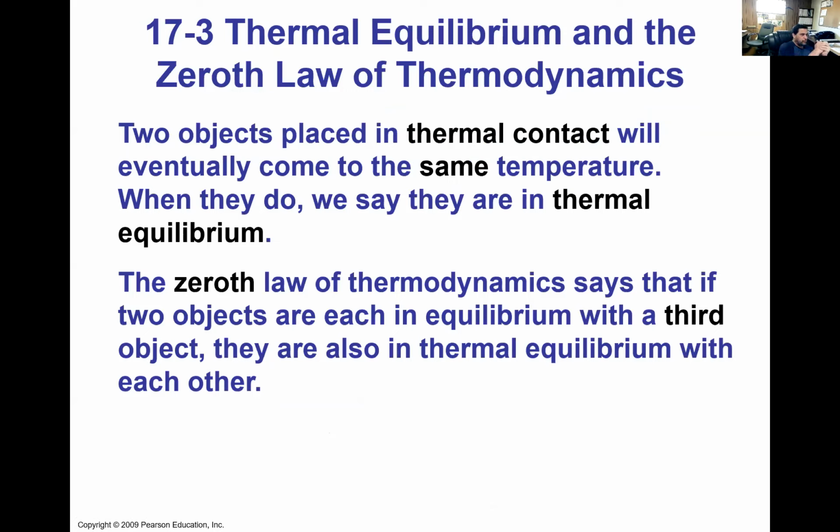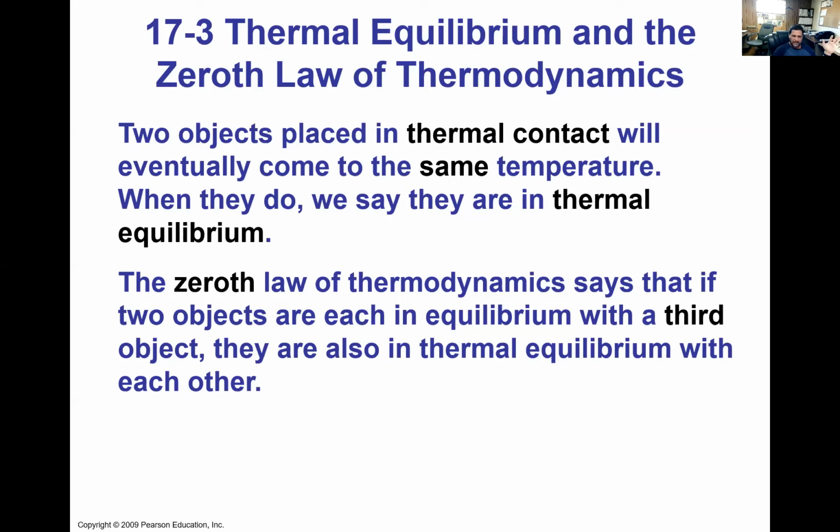Okay. Two objects placed in thermal contact with one another will eventually come to the same temperature. When they do, they are said to be in thermal equilibrium. Okay, so thermal equilibrium is the point at which you arrive after I have something hot, something cold, you put them in contact with one another, they'll eventually reach the same temperature. That's thermal equilibrium. The zeroth law of thermodynamics states that if two objects are in equilibrium with a third object, they are also in thermal equilibrium with one another.